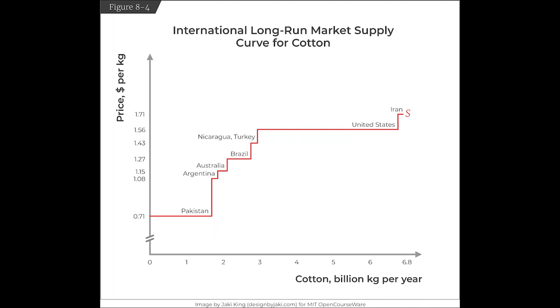Now let's say, however, demand for cotton is 5 billion kilograms per year. Well, now that intersects this supply curve. This is the world supply curve. There's this supply curve at $1.71.